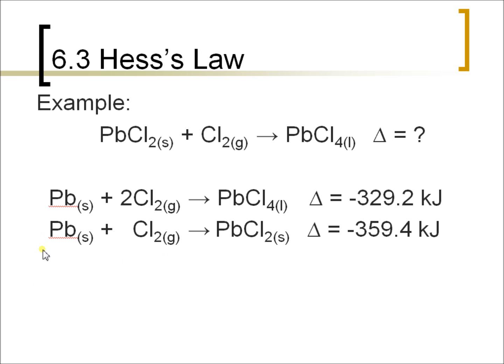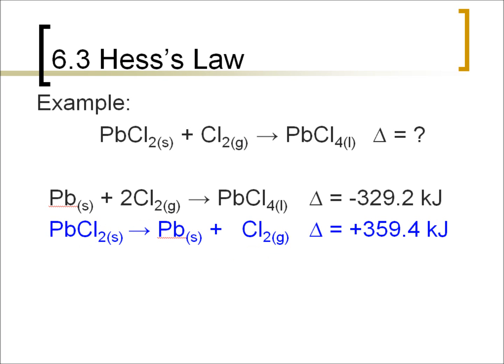Let's do an example that illustrates this. Here's a similar example. I have PbCl2 solid plus chlorine gas, and it's going to produce PbCl4 liquid, and I want to know what delta H is. Here I have two steps that can help me figure out what that delta H will be. One of the first ways I tackle this is I check to make sure my reactants are on the correct side and my products on the correct side. This PbCl2 solid is a product in this step, but it's a reactant in this step. So according to Hess's law, I'm going to flip this reaction around, and that's going to change the sign of my delta H. For the sake of time, I'm going to do that.